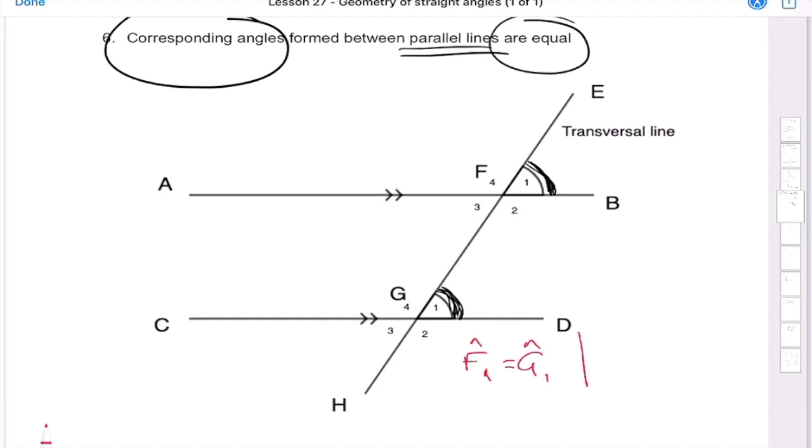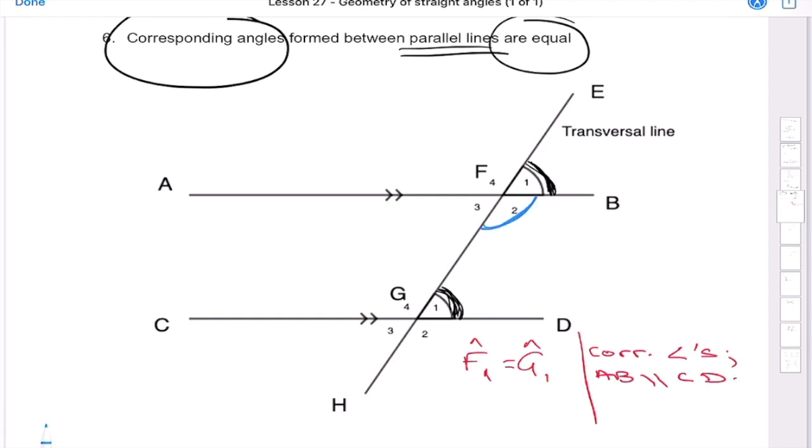And what is the reason? If you need to give a reason, you would then say, because these are corresponding angles, you can write it in short like that. But as soon as you use corresponding angles, you must then state the lines that are parallel. In this diagram, it's line AB, which is parallel to line CD.